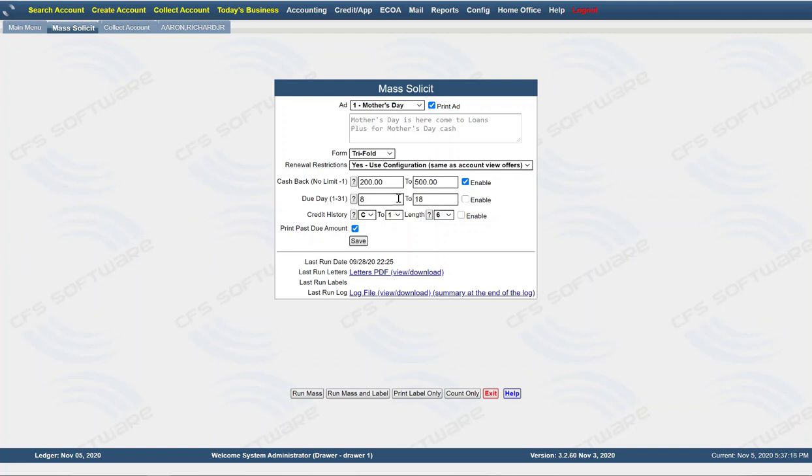this. And here, I need to enable, which I didn't, the due day, which is the 8th of this month to the 18th. I didn't have that enabled. And the credit history, I don't have that enabled. So go ahead and enable that. Now all this criteria will be used when generating the solicitation for customers. So let's go ahead and run this.